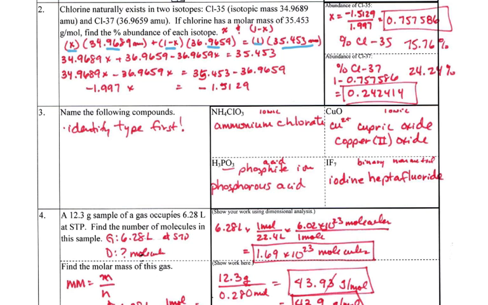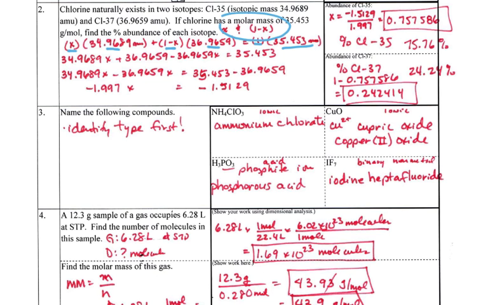So the mathematical trick here is the idea that we're going to say, let's say that the abundance for chlorine 35 is X, and then the abundance for chlorine 37 would be 1 minus X. We're talking about decimal percentages out of 1. And so when we set it up, we're going to have X times 34.9689 plus 1 minus X times 36.9659 equals 1 times the molar mass 35.453. And after that, it turns into an algebra problem.